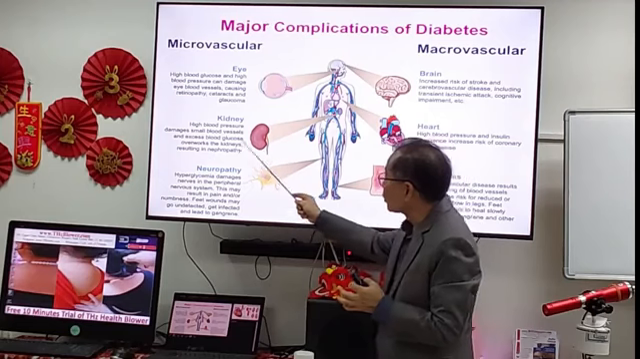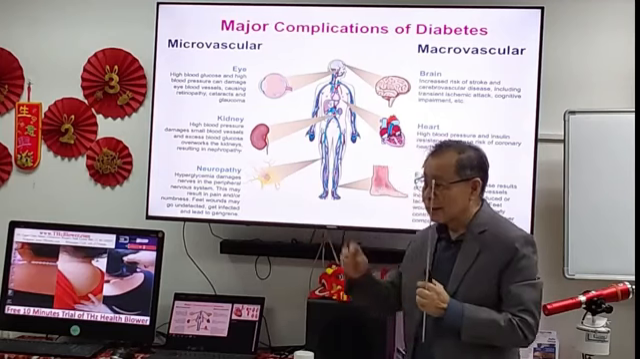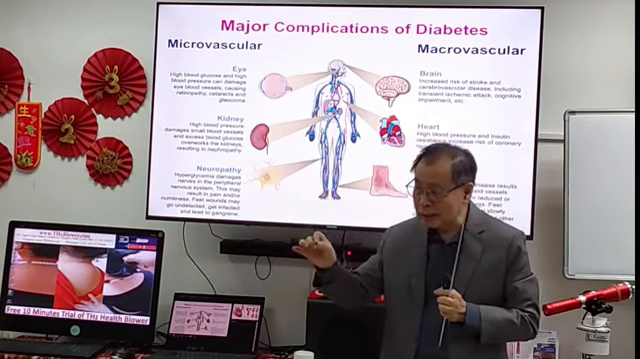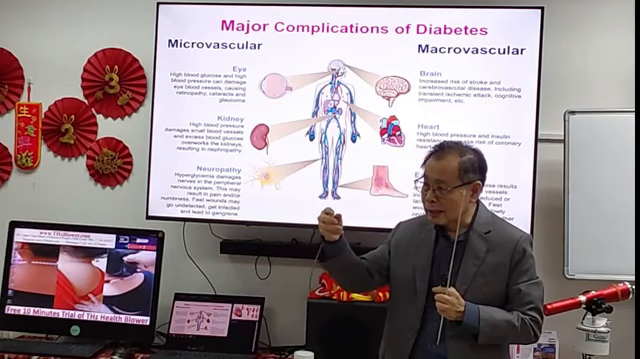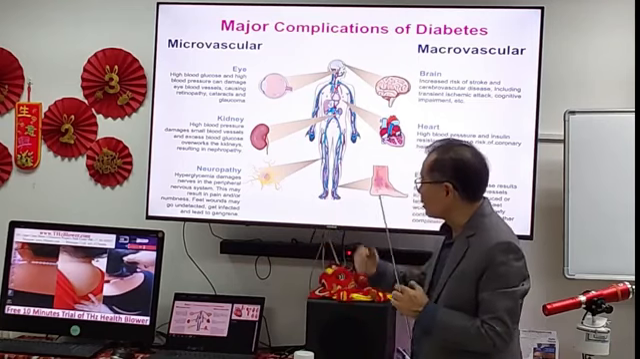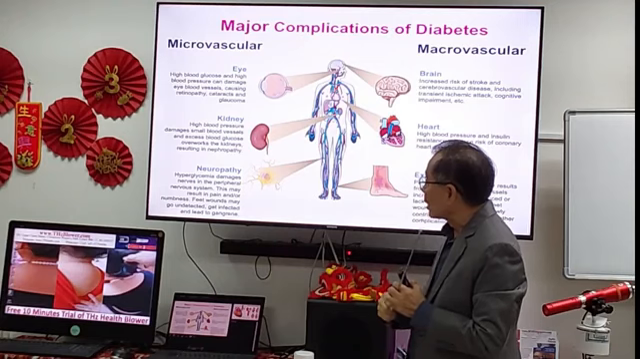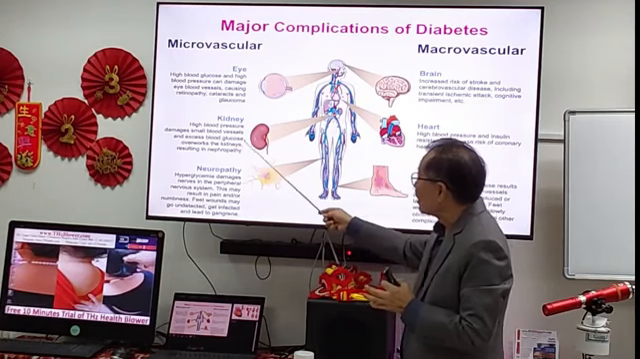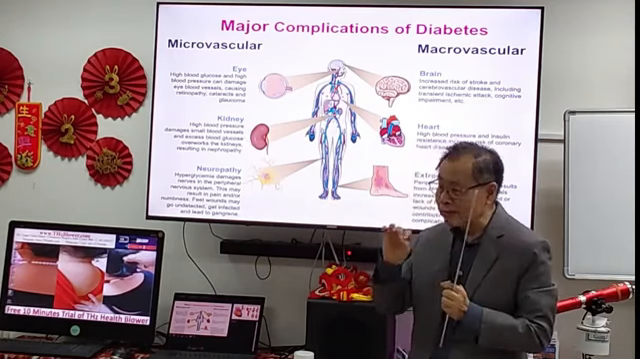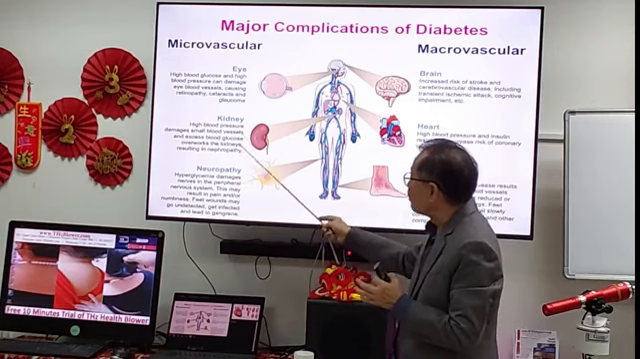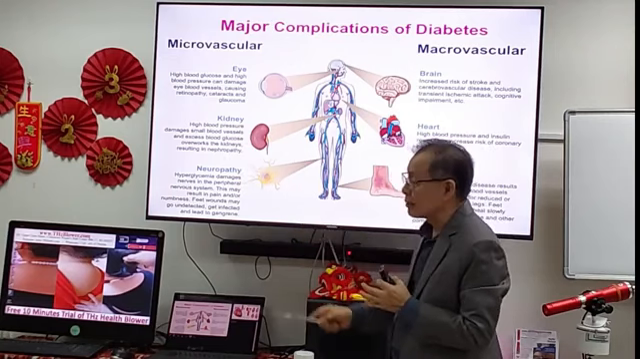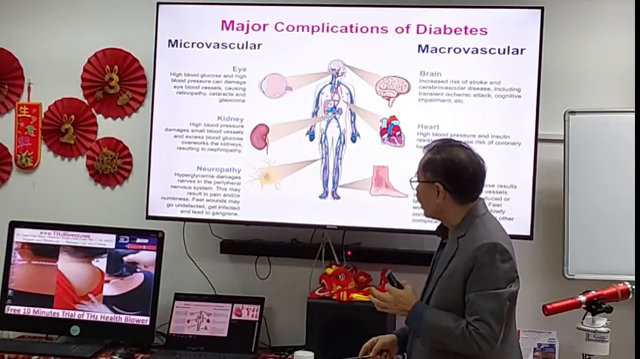In the kidney, it will also damage the small blood vessels. Your kidney's ability to filter water and release all the excess waste products is due to the small blood vessels in the kidneys. And if these are damaged, they result in kidney damage and kidney failure.